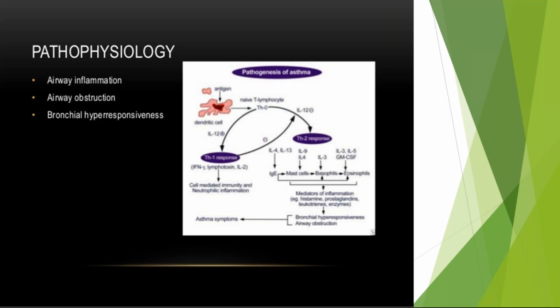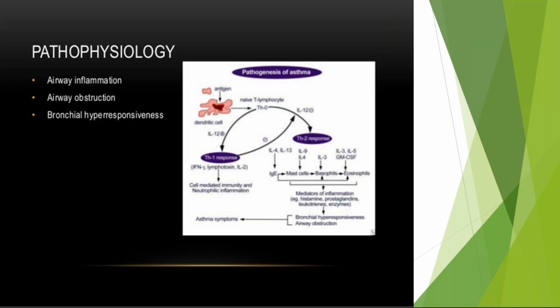Coming to the pathophysiology, three main features are involved: airway inflammation, airway obstruction, and bronchial hyperresponsiveness. Coming to the pathogenesis of asthma, when a patient is exposed to an antigen like pollen, household dust, or drugs like aspirin, it will be presented to an antigen presenting cell like a dendritic cell, and from the dendritic cell through lymph nodes, it is carried to T lymphocytes. In T lymphocytes, T helper cells are activated to Th1 and Th2 response.